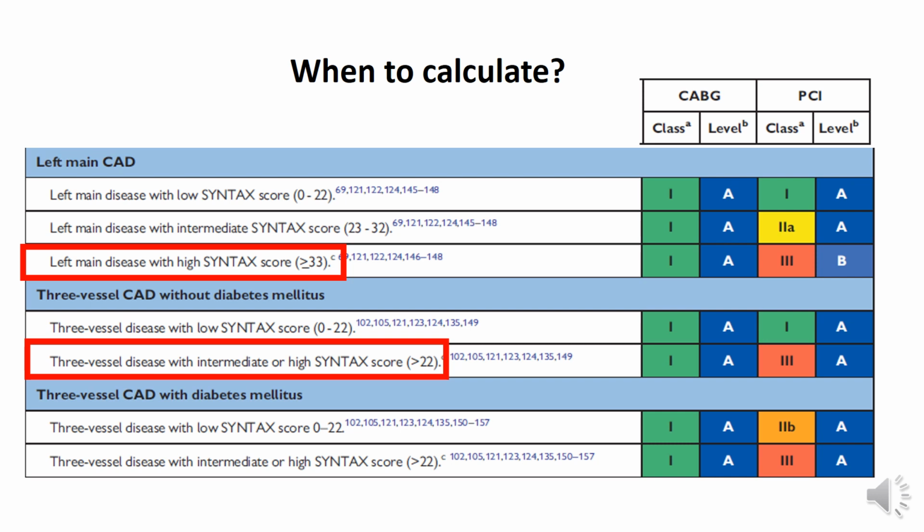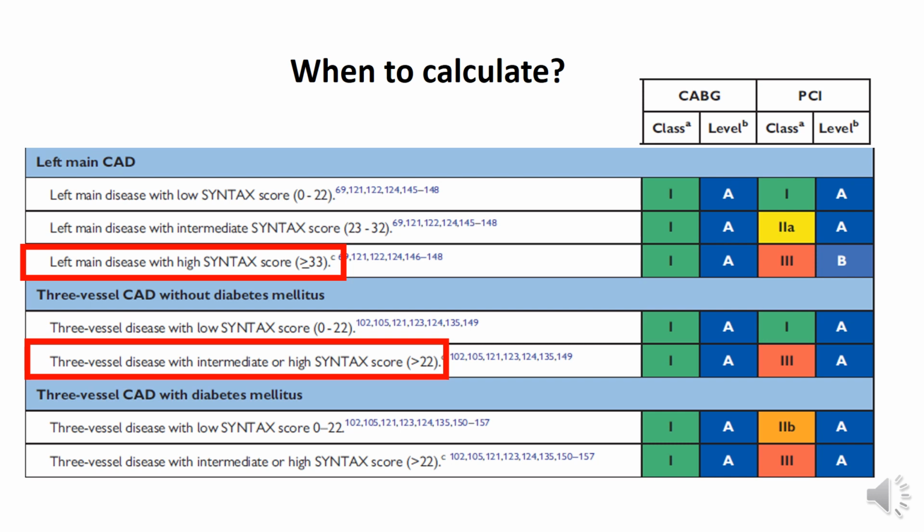In case of 3-vessel disease, if we have a low score, 0 to 22, both options are valid, PCI or CABG. But with an intermediate or high score, which is more than 22, in these cases CABG has a mortality benefit and a better outcome in comparison with PCI, and it should be the treatment strategy of choice if the patient is accepting.